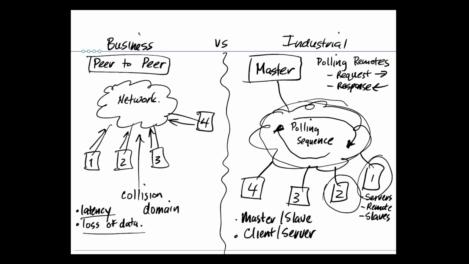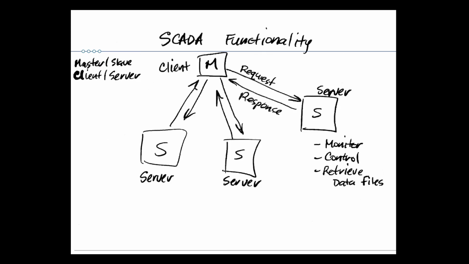So that's the first thing I wanted to address when it comes to Modbus and an industrial communications protocol: a master-slave or a client-server. So when it comes to SCADA functionality then, and we have this polling sequence going on, right? Polling all of these devices in a ring, if you will. The functionality of the master to the slave is that we want the master to be able to remotely monitor and control and retrieve data from the server location.